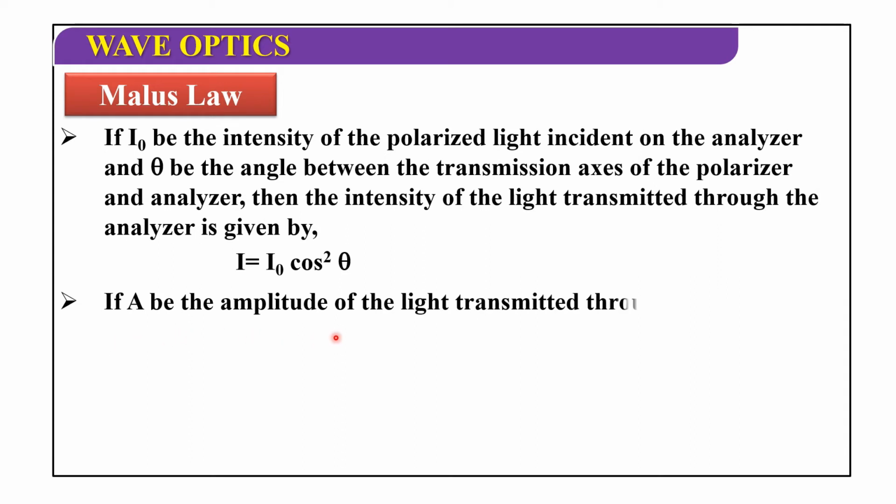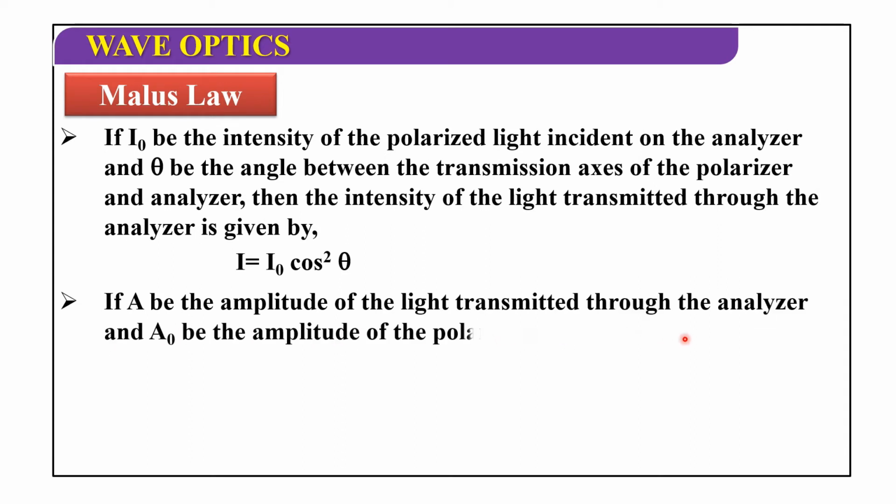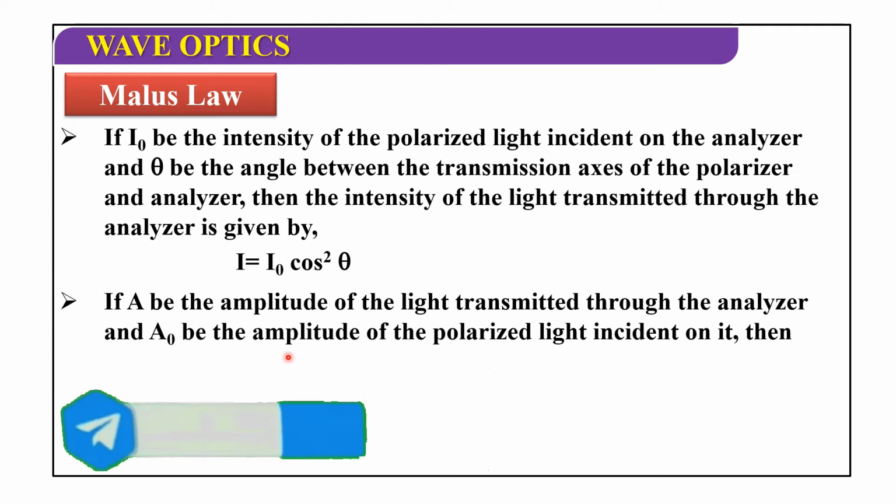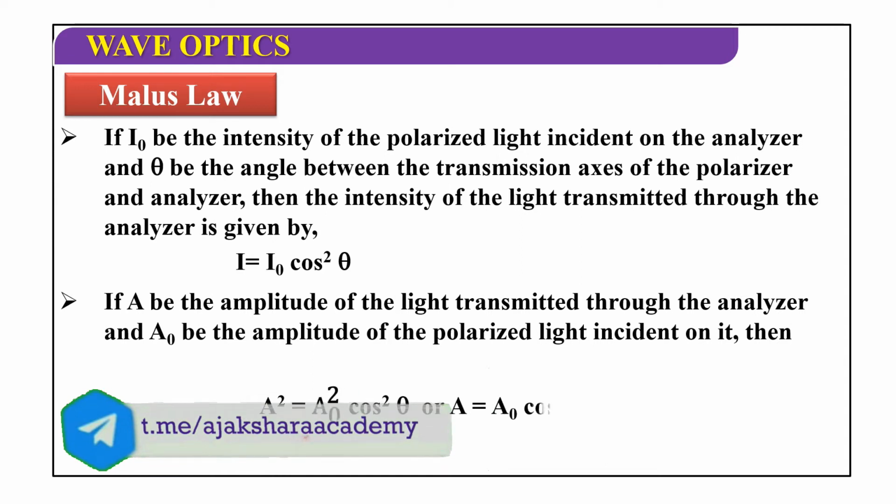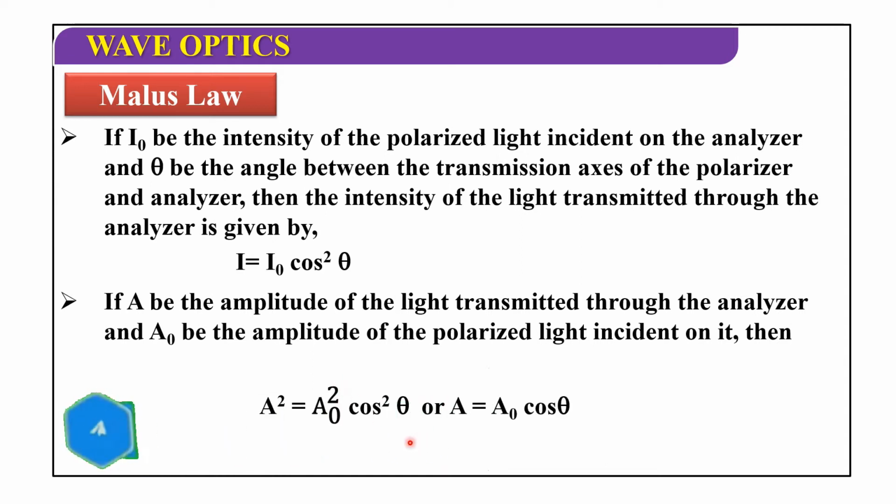If A be the amplitude of the light transmitted through the analyzer and A naught be the amplitude of the polarized light incident on it, then A square is equal to A naught square cos square theta, or A is equal to A naught cos theta.